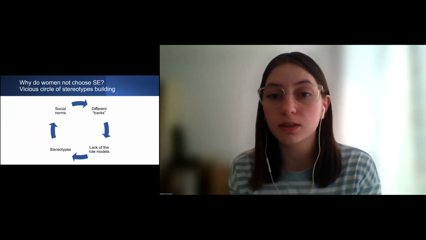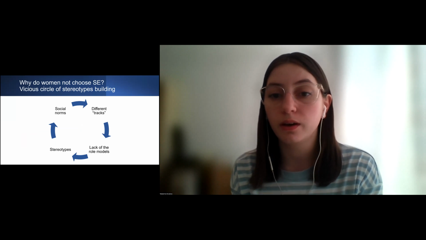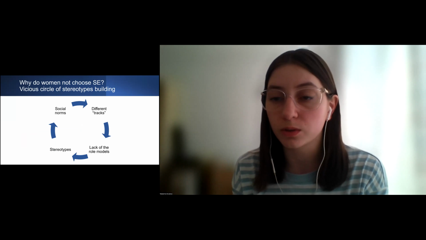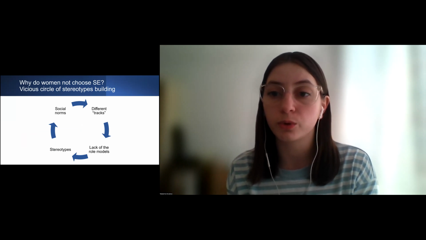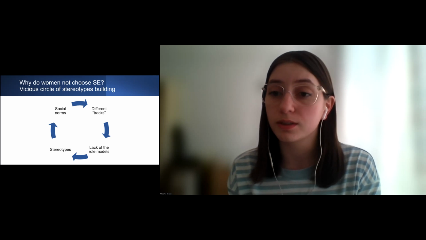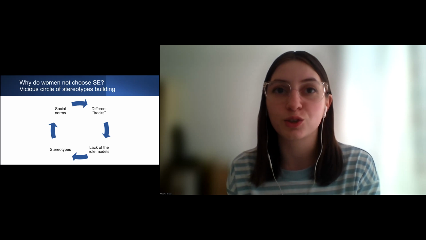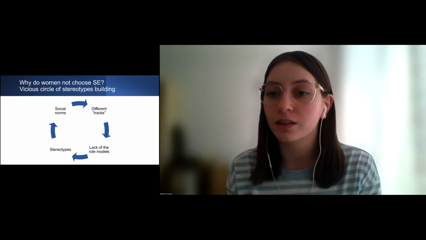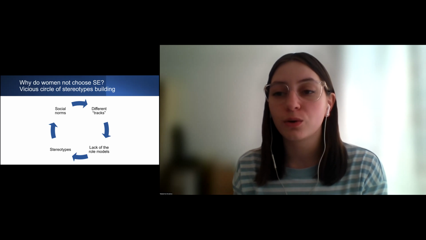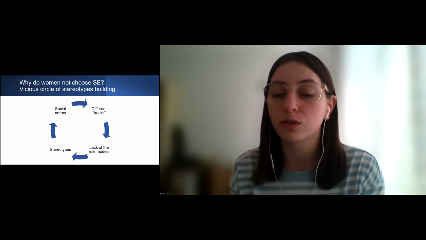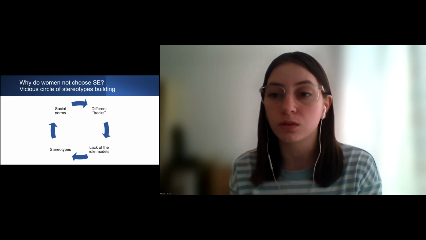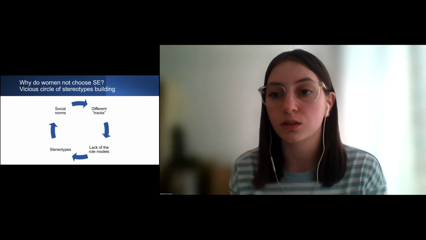And how the stereotypes work. We have stereotypes in our society which build the social norms we have. So for example, boys are sent to robotics or some more aggressive sports, and girls are sent to art classes and dance. So starting from childhood, boys and girls have different tracks, and it influences their decision to choose the study field as well.